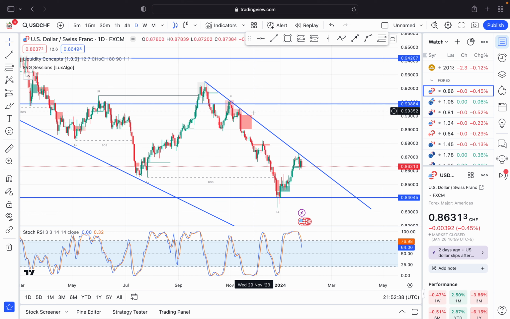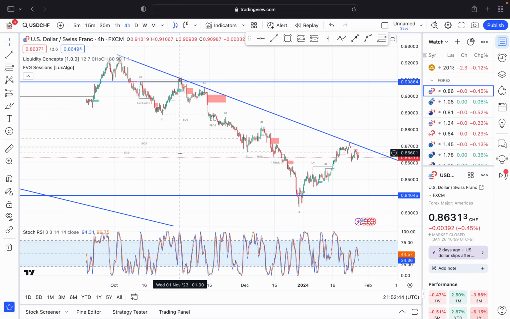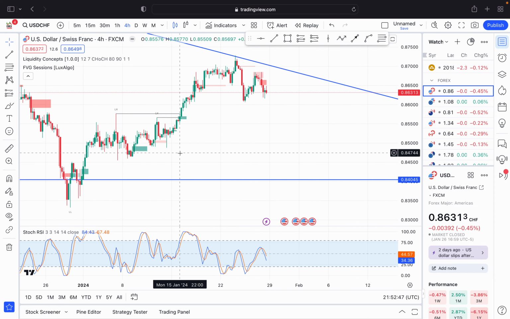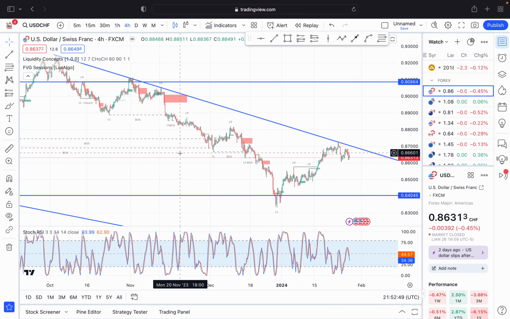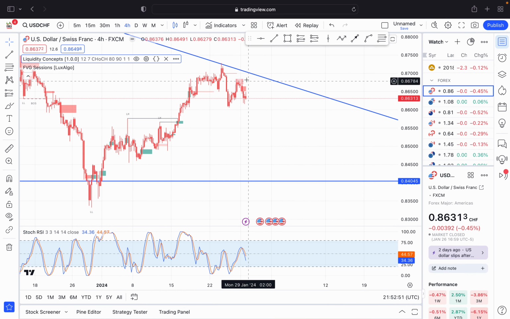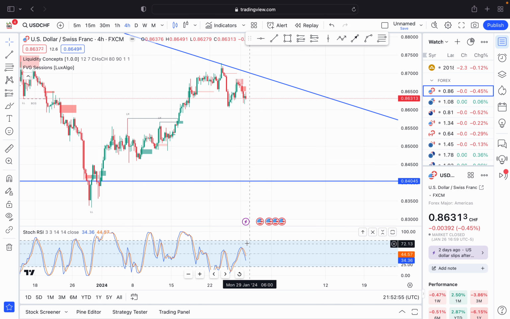Yeah, I think that's reasonable. So I dropped down to the 4-hour time frame. We'll wait till it comes back to this level here. Hopefully it's overbought on the stock RSI, because the 4-hour time frame's what I trade from mainly.